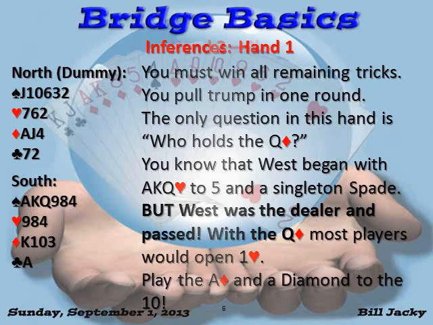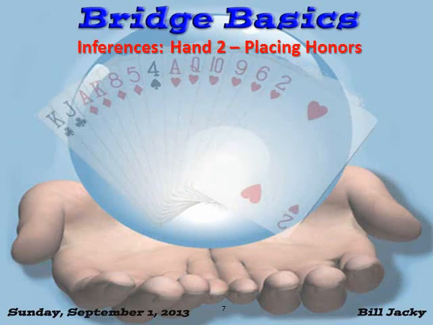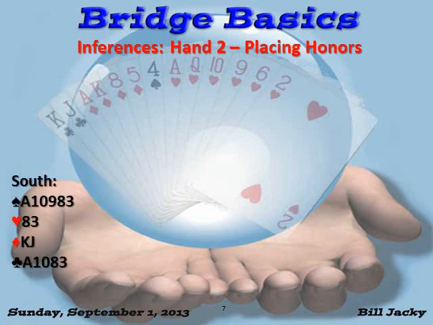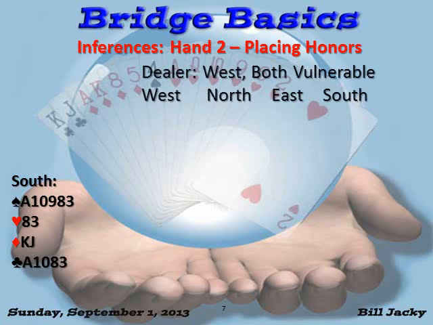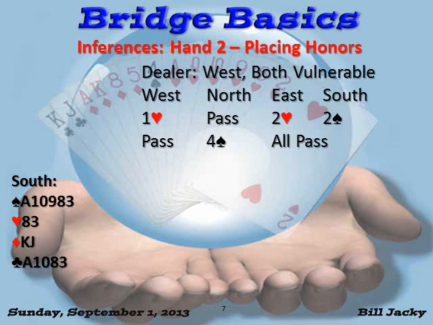That's how it works as declarer in placing honors. This is your hand. Dealer is West. Both sides vulnerable, and the bidding goes 1 heart by West. Your partner passes, 2 hearts by East. You come in with 2 spades. It goes pass. Your partner raises to 4, and everyone passes.